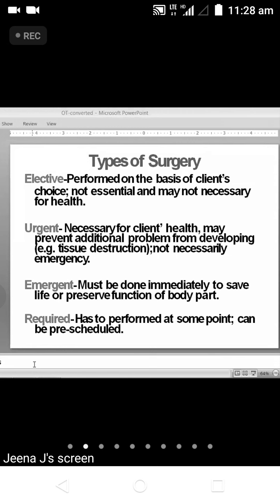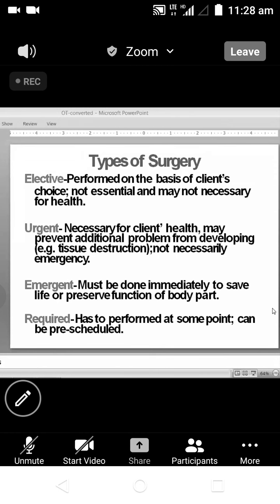So elective, urgent, emergent, as well as required. Clear with these four types of surgeries? Yes, ma'am.